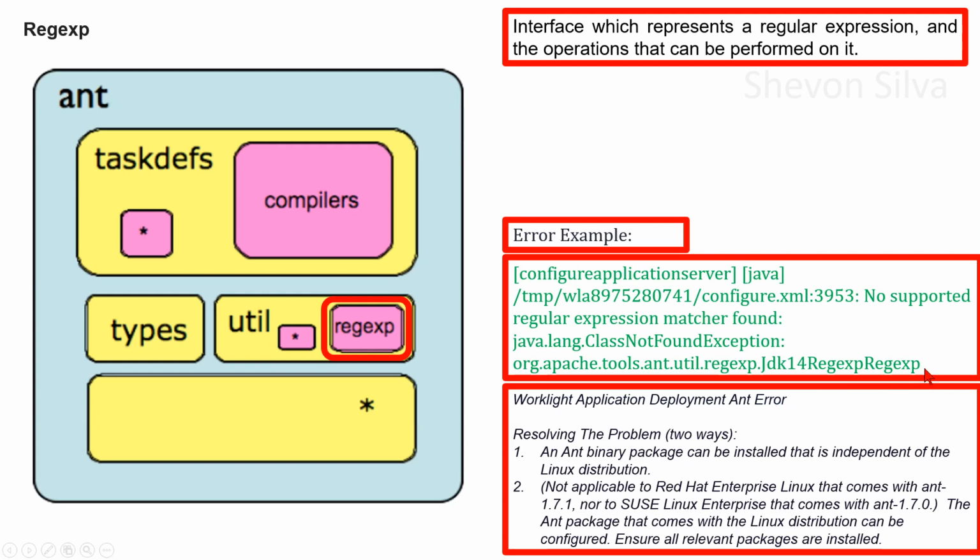One way is that an Ant binary package can be installed that is independent of the Linux distribution. The other way is not applicable to Red Hat Enterprise Linux that comes with Ant 1.7.1, nor to SUSE Linux Enterprise that comes with Ant 1.7.0. The Ant package that comes with the Linux distribution can be configured. Ensure all relevant packages are installed.